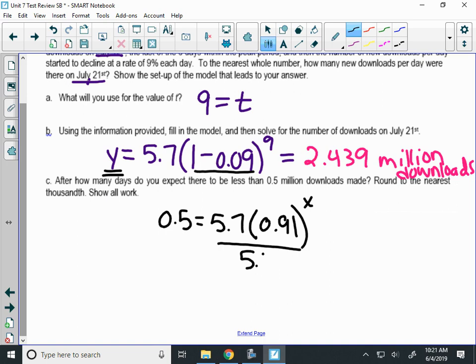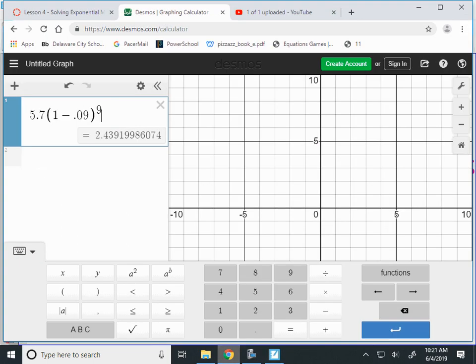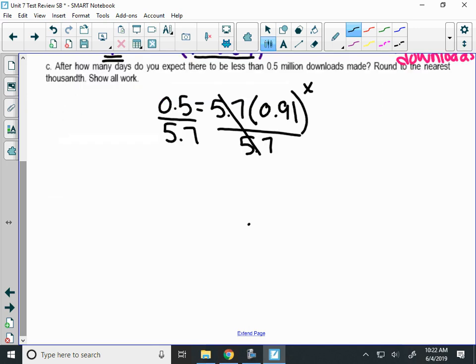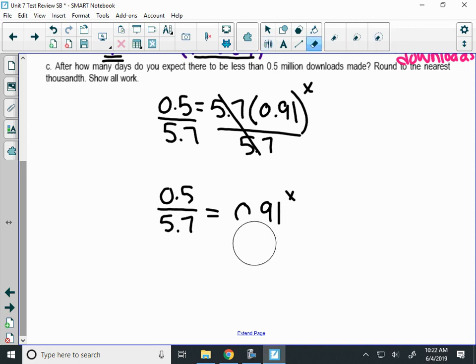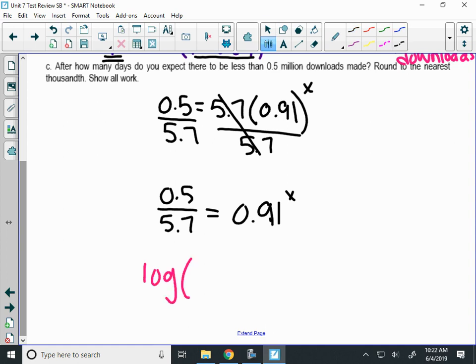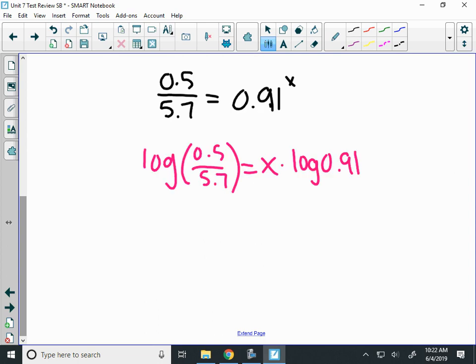I'm going to divide by 5.7. I don't think 0.5 divided by 5.7 is going to be a nice number, but we can see. Nope, so I'm going to leave that as a decimal. So I'm going to have 0.5 divided by 5.7 equals 0.91 to the x. I can take the log of both sides. So I'll have the log of this fraction, and then divide by the log of 0.91.